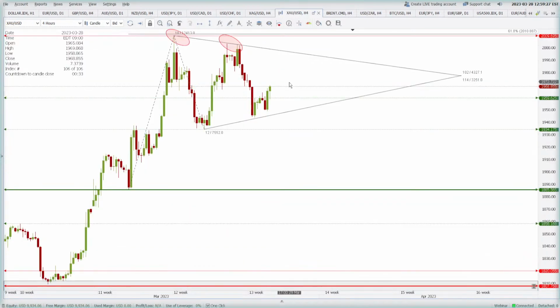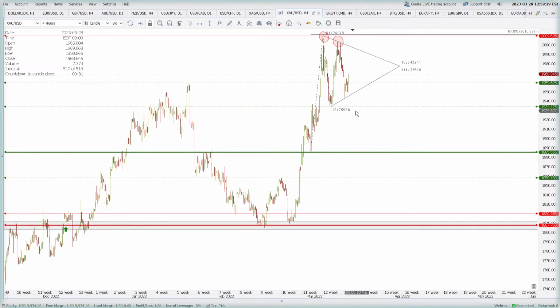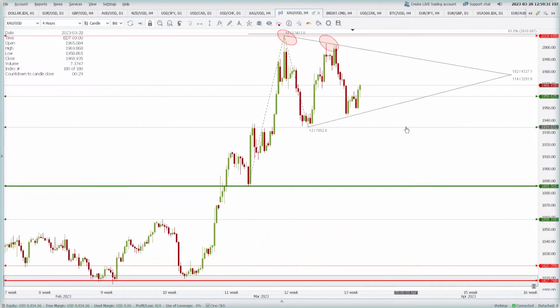Yeah, what more to say? You have a clear uptrend in the gold, so there is nothing to talk about here. Clear uptrend. You should be looking for the buying opportunities close to the supports, that is 1959.